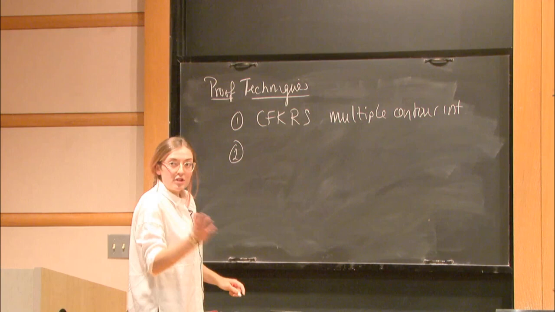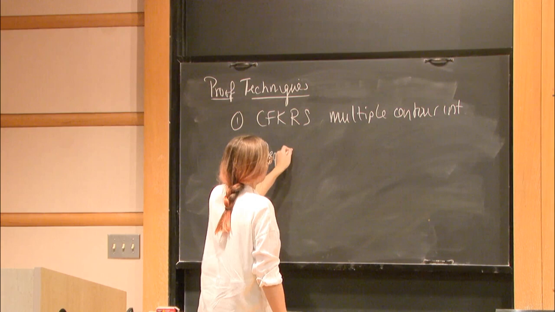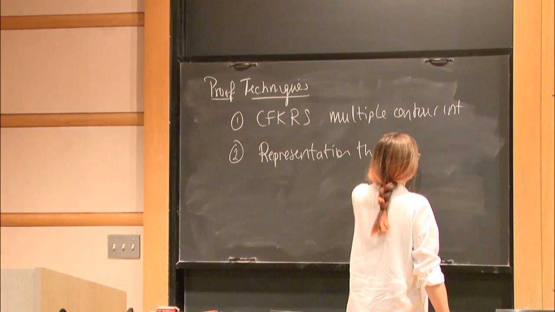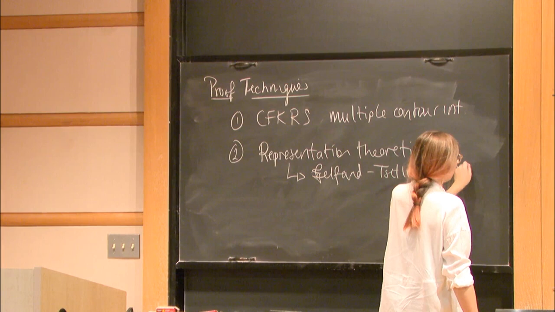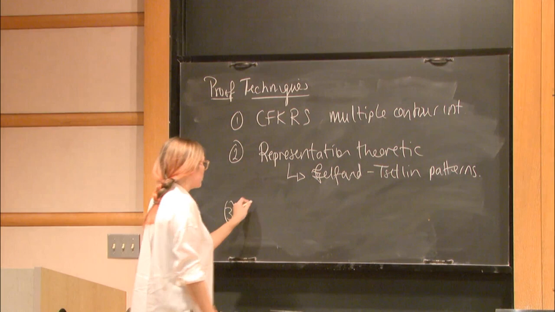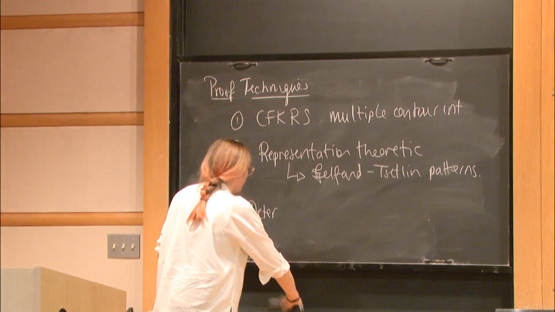Secondly, we can use representation theoretic approaches, and in particular, the use of Gelfand-Tsetlin patterns. If time permits, I'll say some more about this. And thirdly, there is the Fisher-Hartwig approach, using asymptotics of Toeplitz and Toeplitz plus Hankel determinants.